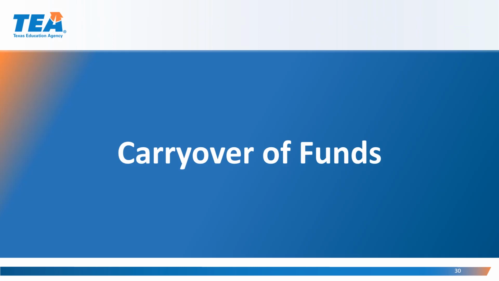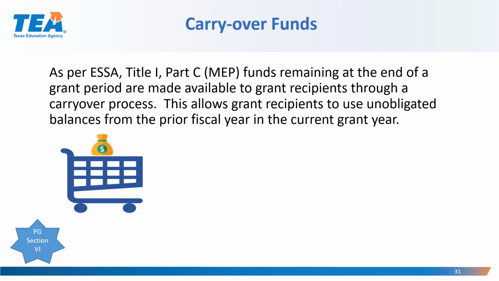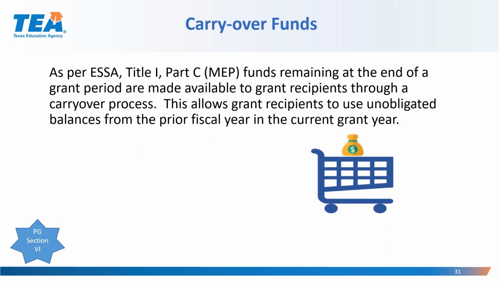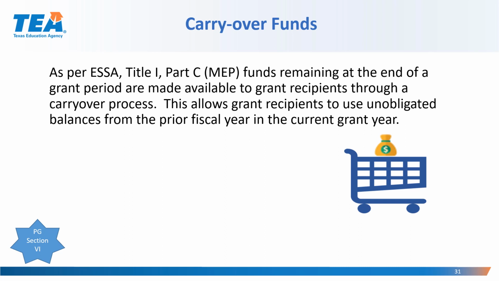Carryover of funds. As per ESEA Title I Part C, MEP funds remaining at the end of the grant period are made available to grant recipients through a carryover process. This allows grant recipients to use unobligated balances from the prior fiscal year in the current grant year. For a specific section on carryover of Title I Part C funds, please see Section 6 of the program guide.